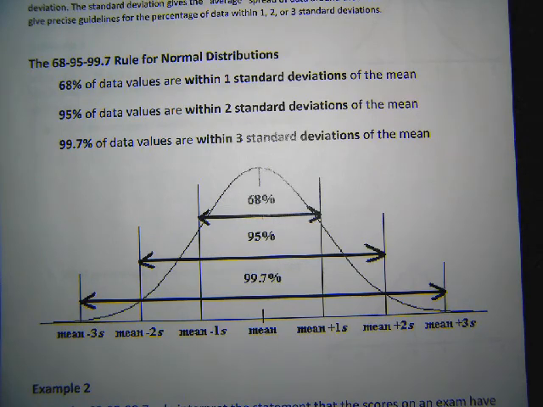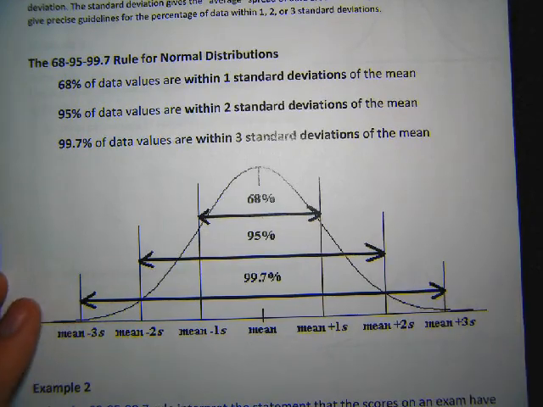But you're going to catch 99.7%, which is almost everything. There's just 0.3% that's left over after you go out 3 standard deviations. Most of your data is going to be within 3 standard deviations.